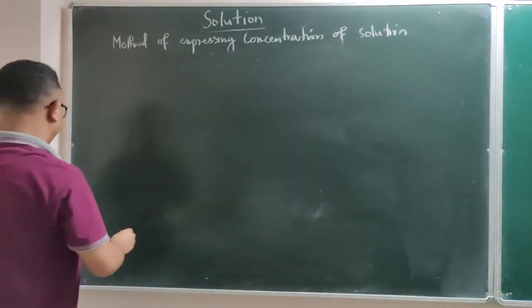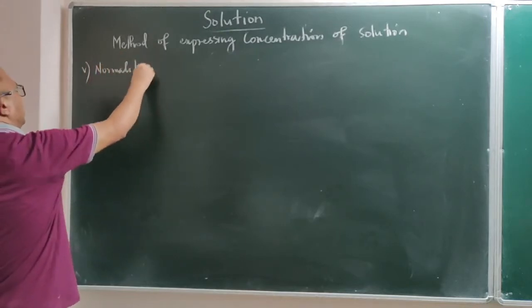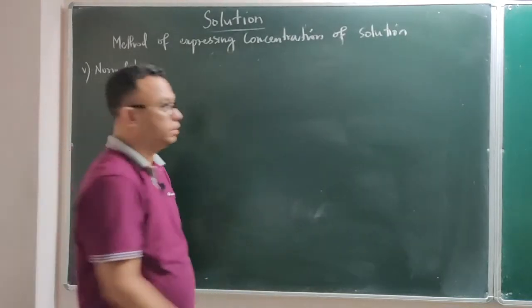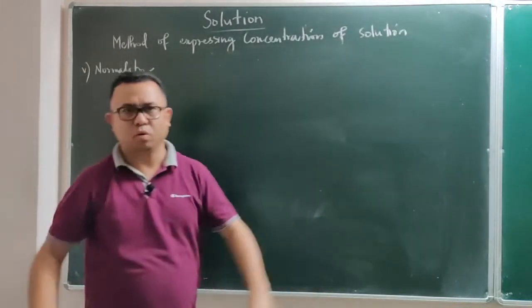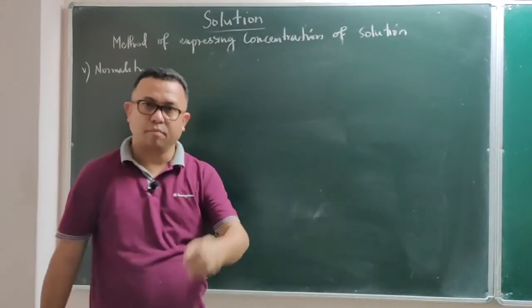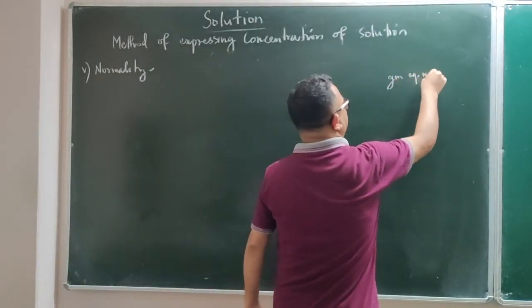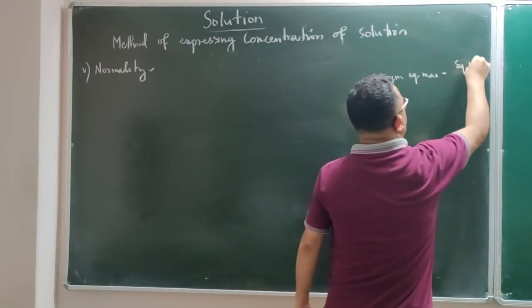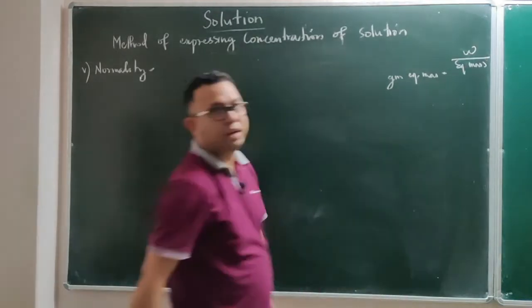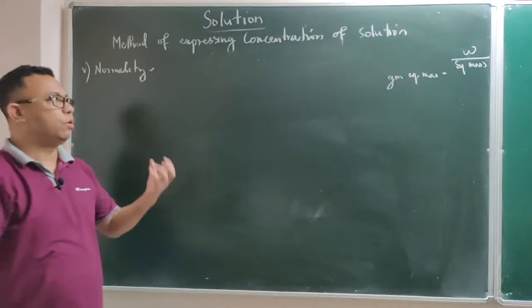Next one is normality. Now normality uses equivalent mass. And what is equivalent mass or gram equivalent mass? I don't want to go into detail about what is equivalent mass since you have learned that already in class 11. Whatever is the weight of the substance, when divided by the equivalent mass, that is what is going to give you the gram equivalent.